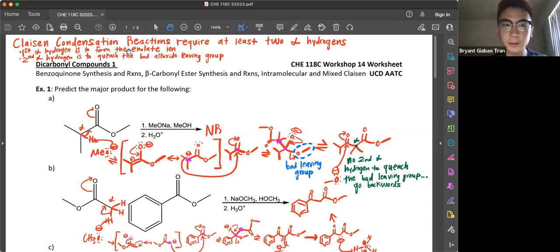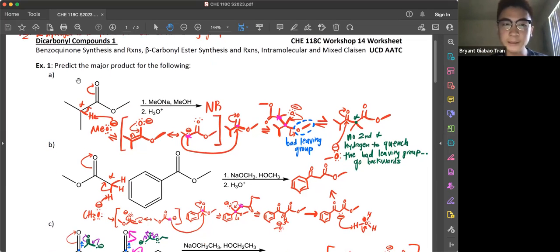So for Claisen condensation reactions, they require at least 2 alpha hydrogens, where the first alpha hydrogen is used to form the enolate ion, our nucleophilic enolate ion, and our second alpha hydrogen is to quench the bad leaving group that is the alkoxide in the mechanism. So let's do the first example, which is to predict the major product for the following.